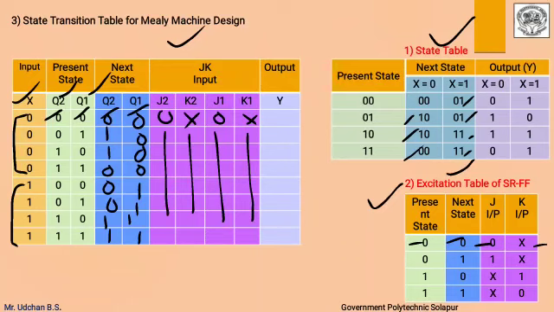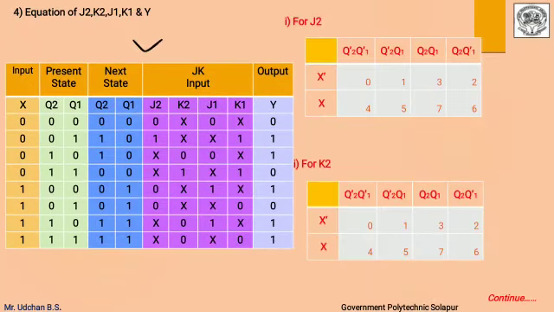After that I will write the value of y for x equal to 0: 0 1 1 0. When x is 1, the value of y is 1 0 1 1. So after completing the state table it will look like this. So using this state transition table, now I have to find the value of j2 k2 j1 k1.